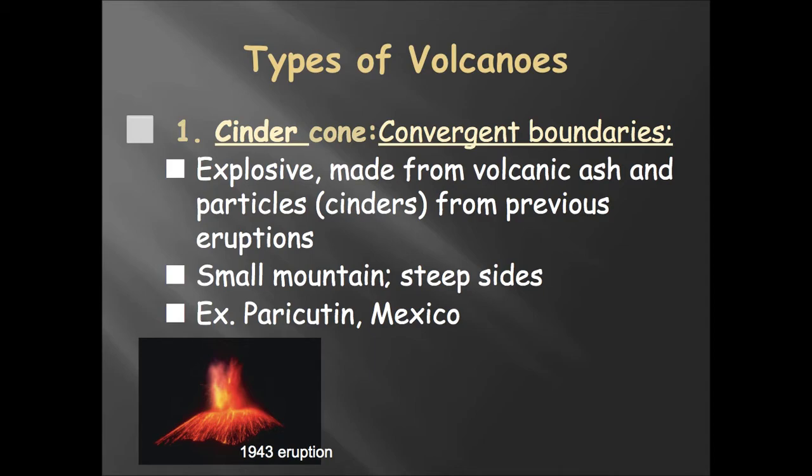I want you to know how they're made and what they look like. All right, part of your project is going to be finding examples. Our first type of volcano is a cinder cone. So cinder cone volcanoes happen at convergent boundaries, and they are little firecracker volcanoes.